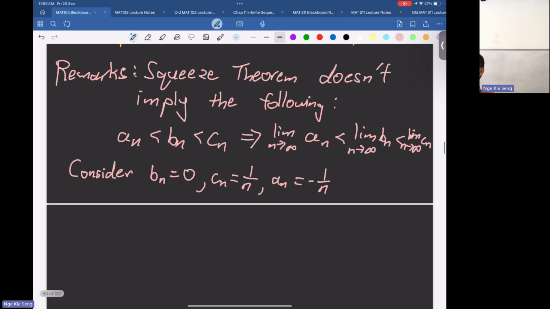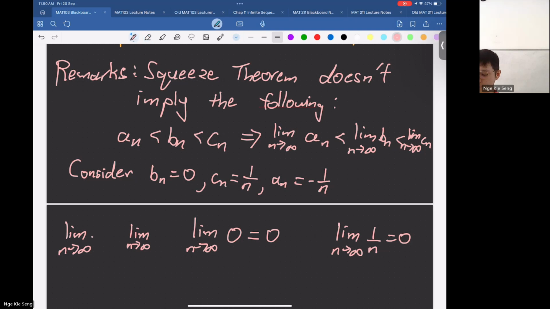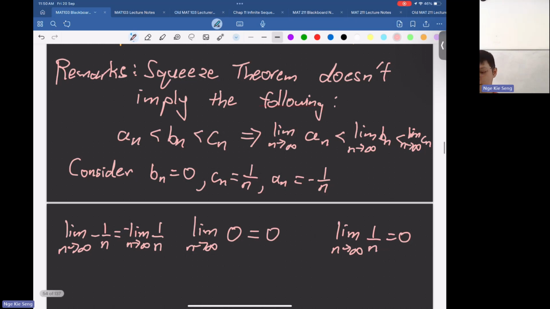But in the end, what's the limit of all this? You know that these are convergent, right? Just now we discussed the limit of a constant sequence is 0. And the limit of 1 over n, we know, converges to 0. And how about the other one, the limit of minus 1 over n? You can consider this as equal to minus the limit of 1 over n. We know that the limit of 1 over n converges to 0, so this is minus 0, so 0.